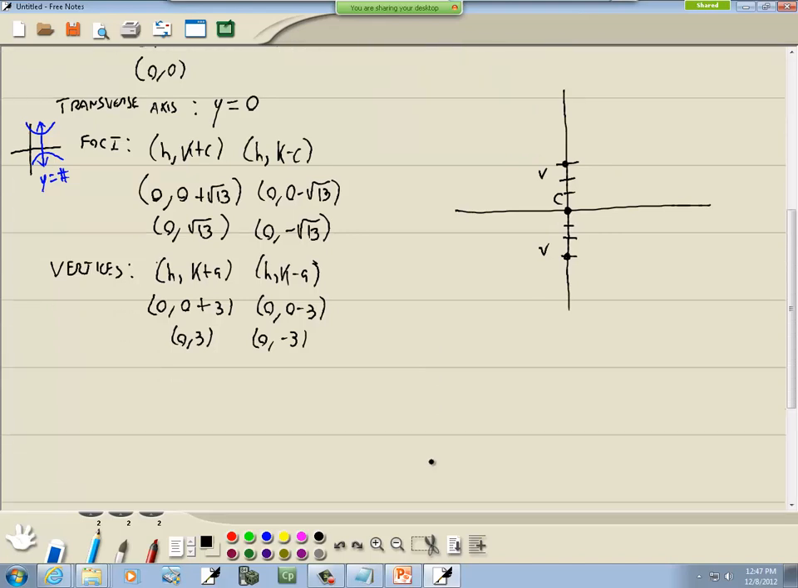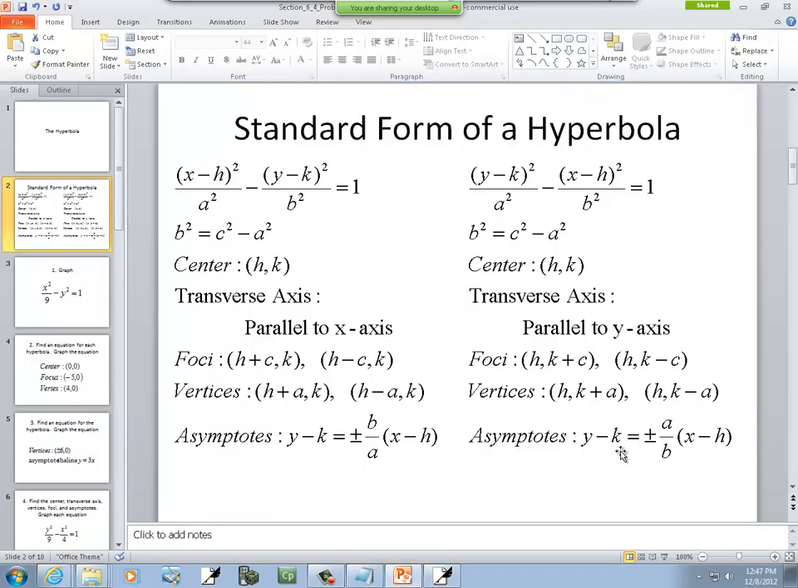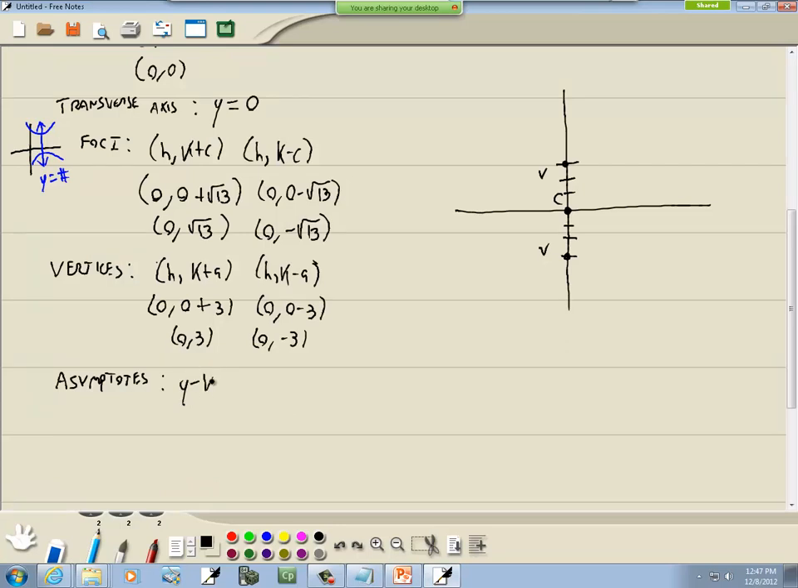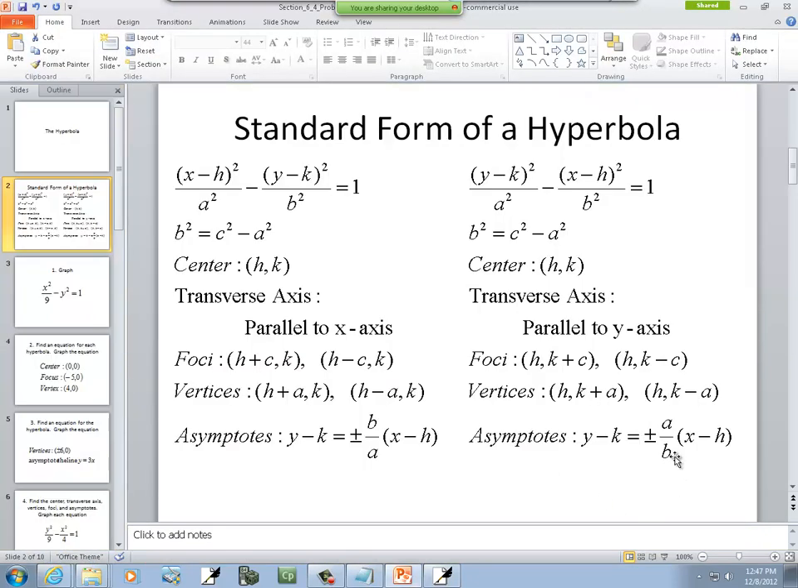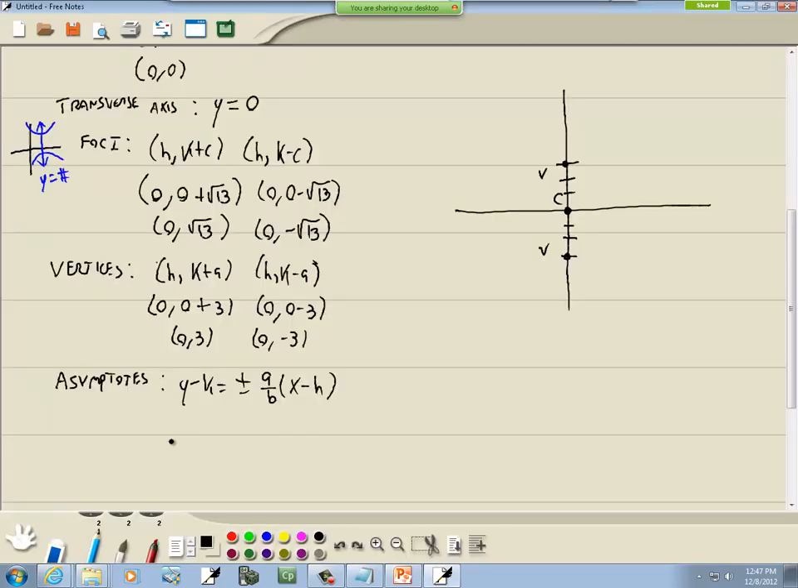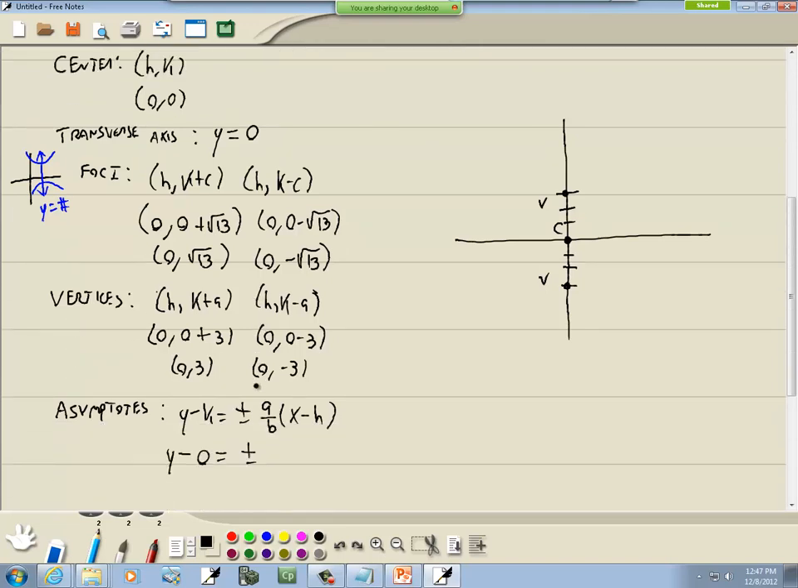Well, let's find our asymptotes. That'll help us maybe get a little clearer picture. Formula for that, we're dealing with one on the right side here. So we've got y minus k is equal to plus or minus a over b times x minus h. Well, k is 0. Equals plus or minus a. What was a? A is 3. So we got 3 over 2. And then x minus h, which is 0. So our asymptotes are y is equal to plus or minus 3/2 x.